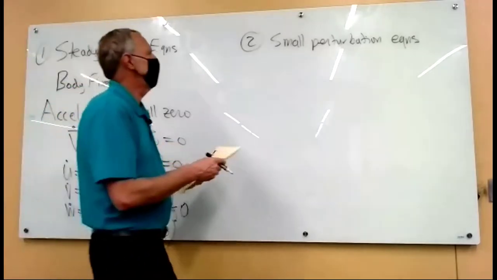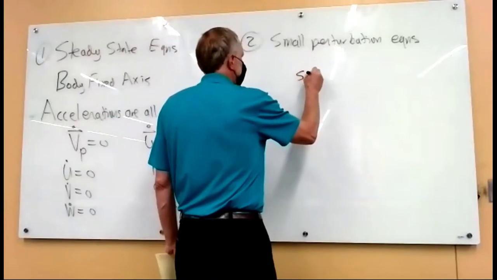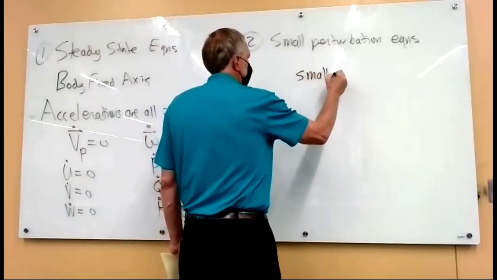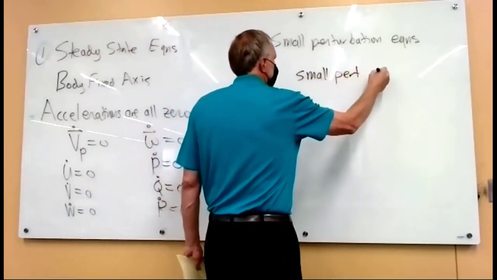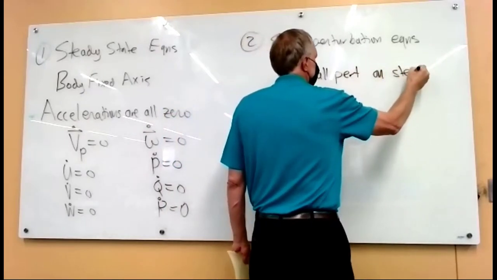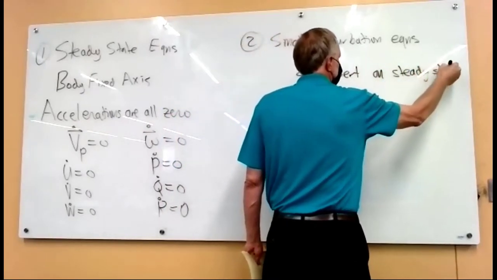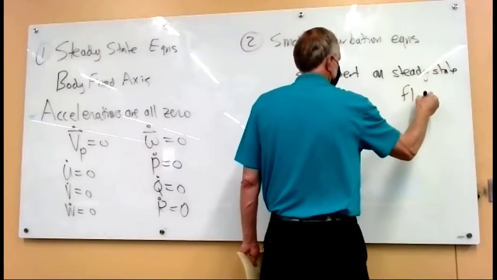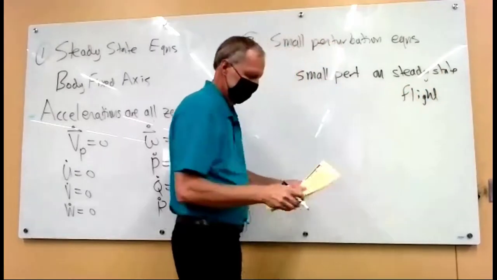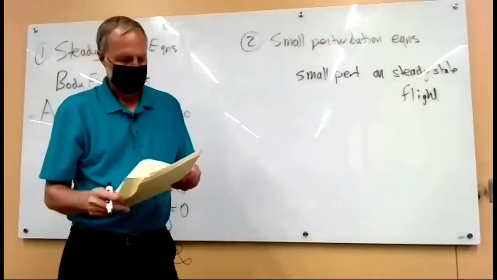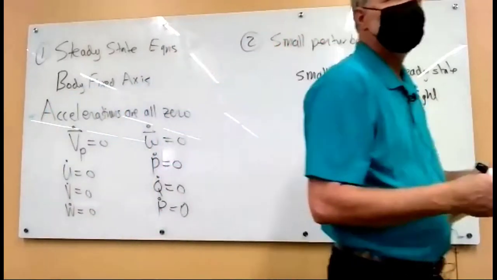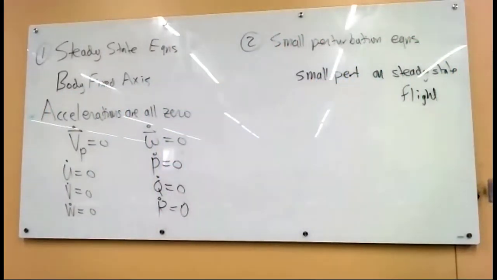And then the small perturbations is we say we have small perturbations on steady state flight. All right, so far so good. You guys have seen this before. We're just going to go through it again in detail, but not belabor it as much as we did in 514 because you know it already, right?